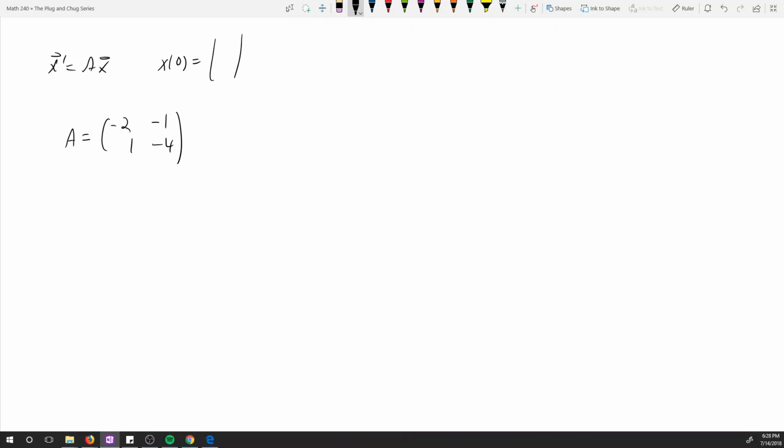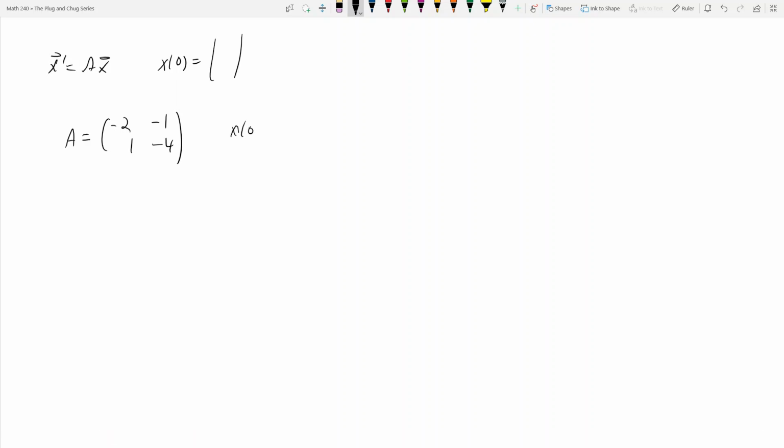Well, consider then this problem. So we're trying to find x prime is equal to Ax. And you're given that x naught is equal to some vector. And in our case, then, we have A is equal to, let's say, I'll make this short and sweet, A is equal to -2, -1, 1, 4. And let's say x of 0 is equal to 0, -1.